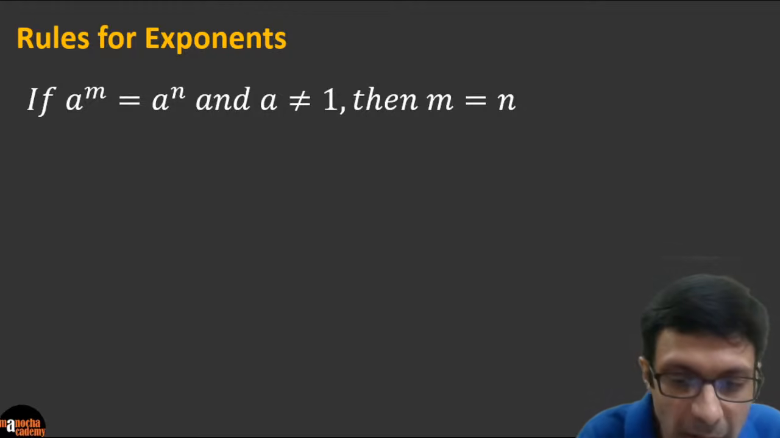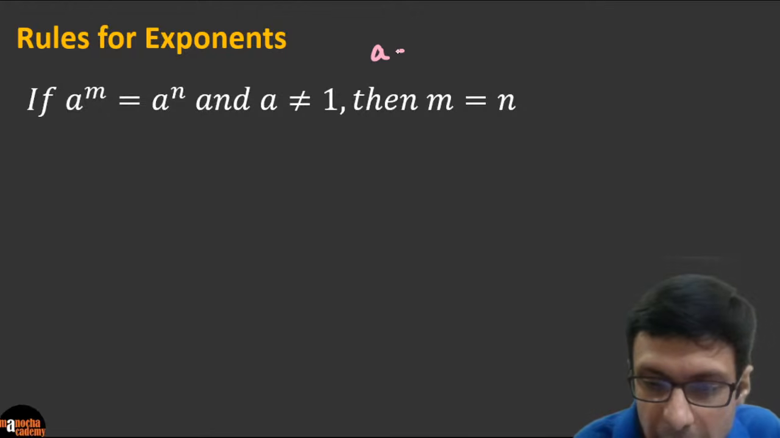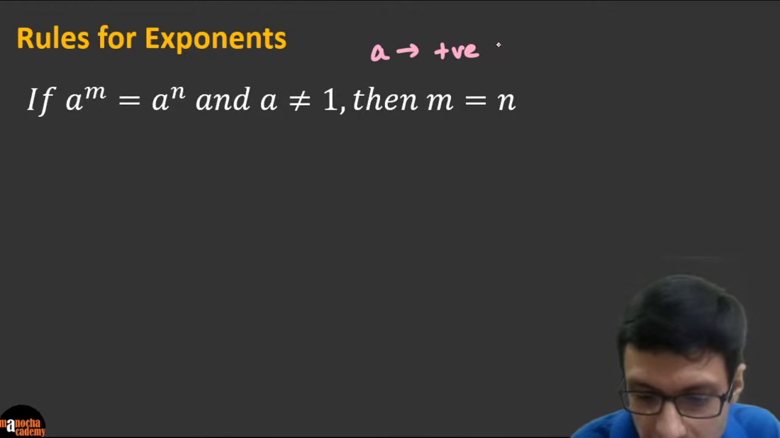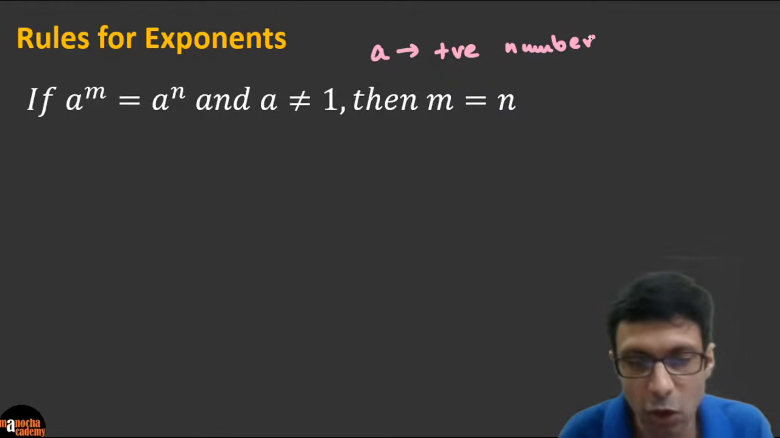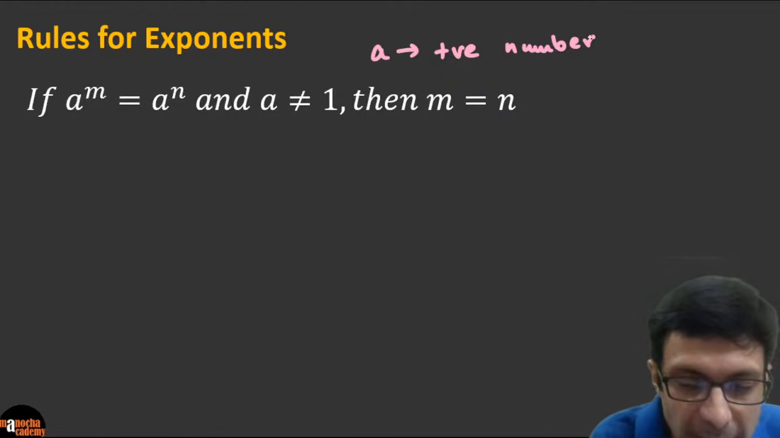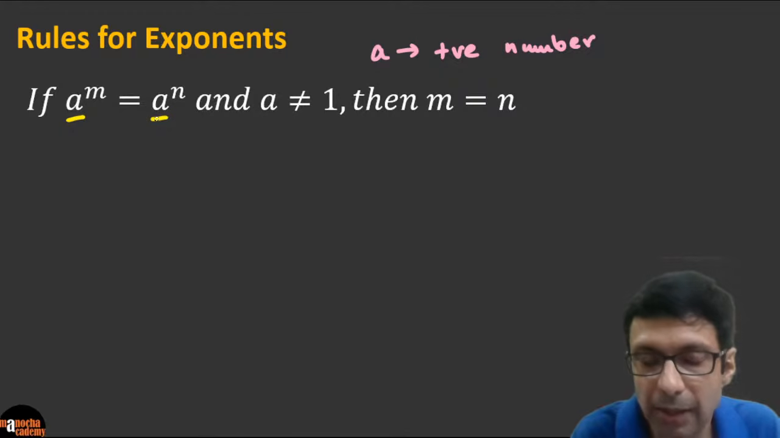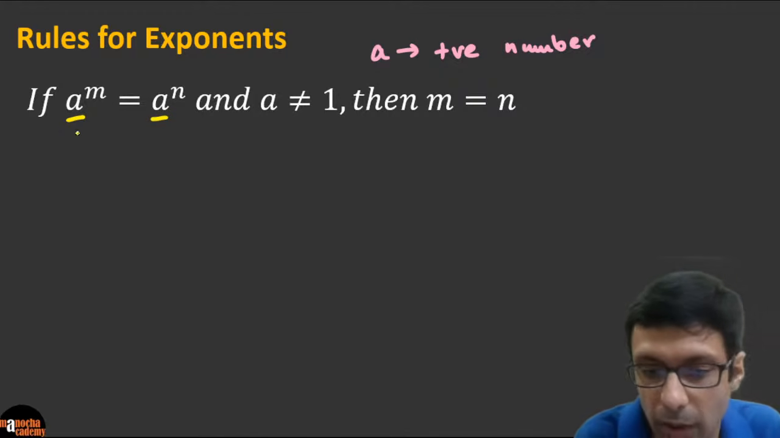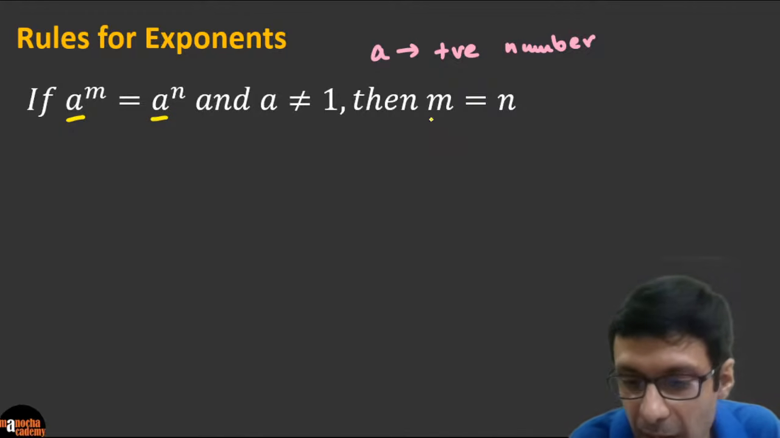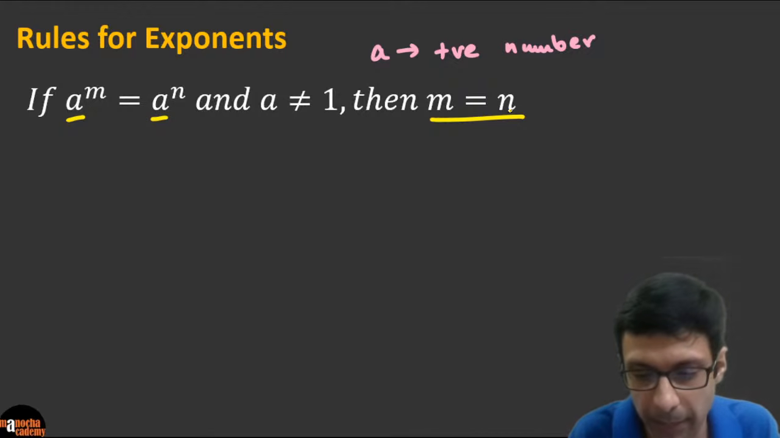So what are we saying here? And here, guys, a is a positive number. So the a we are considering is a positive number. Basically, what we are saying is, carefully follow me, guys: if the bases are equal, where a is the base, and the numbers are equal to each other, then we can say m is equal to n.